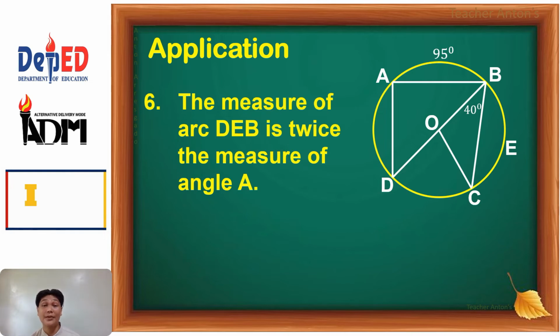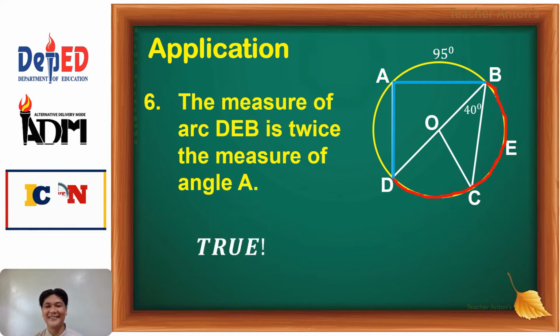Now, number 6, the measure of arc DEB is twice the measure of angle A. So take note that this is our arc DEB or BCD or DCB. That is a semicircle, and a semicircle is an arc intercepted by angle BAD or angle A. So by theorem 2, our statement number 6 is true. Good job.